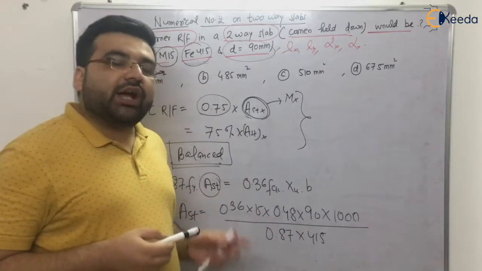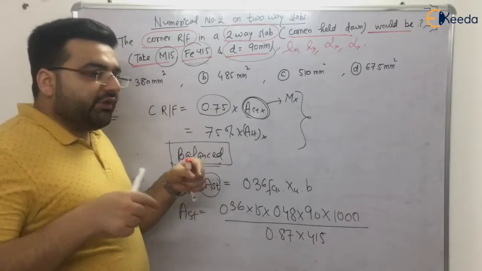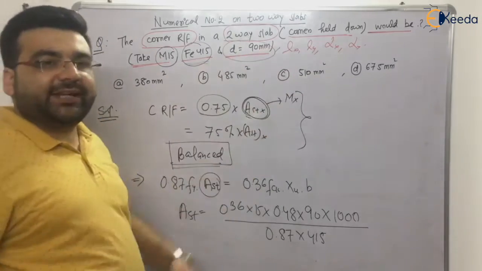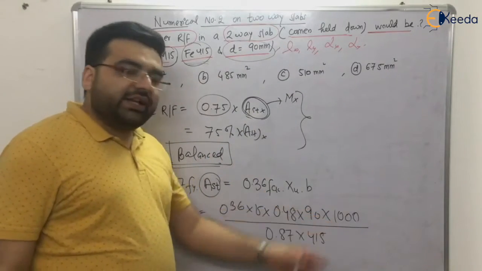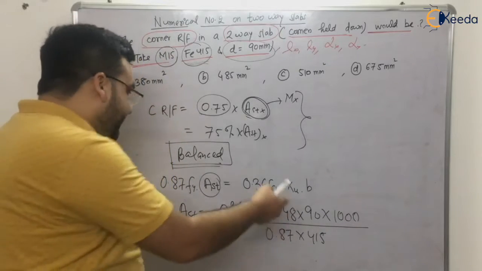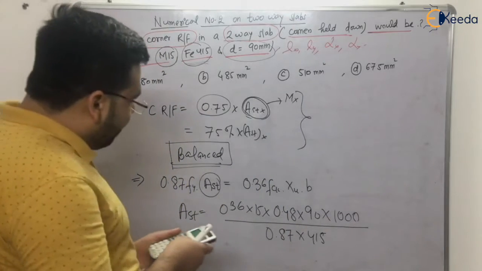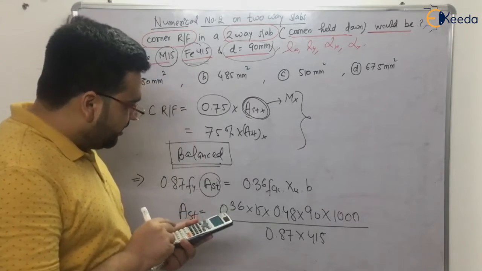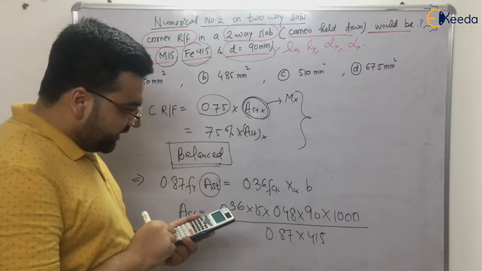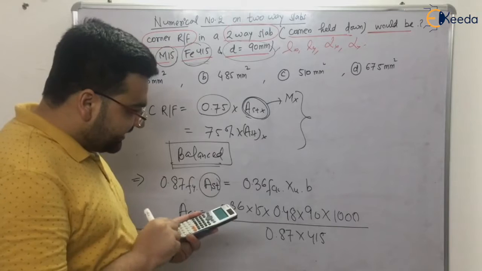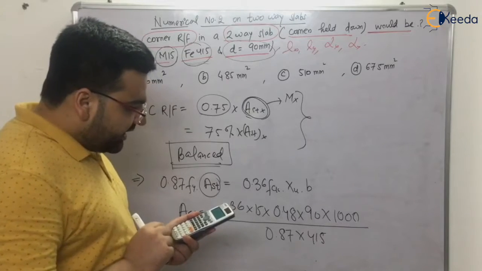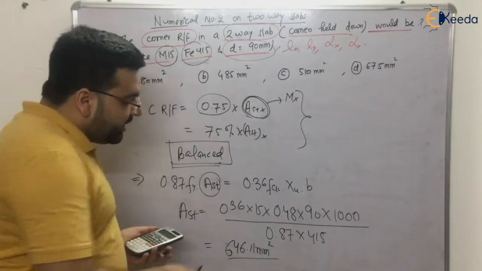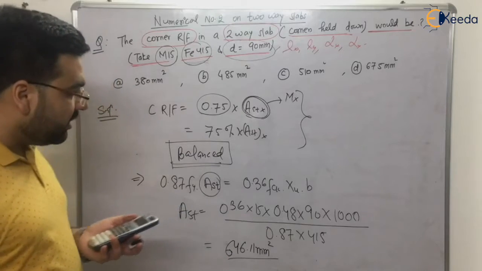So this confusion happens sometimes, that's why B is not given. Whenever you are designing a slab, we take a unit width or unit strip, a 1 meter strip, and for that we design the sections. So if B is not given to you, take it as a 1 meter strip. So let me calculate how much it is coming. AST is coming out to be 0.36 into 15 into 0.48 into 90 into 1000 divided by 0.87 divided by 415. It comes out to be 646.11 mm square. I hope everybody got the answer.